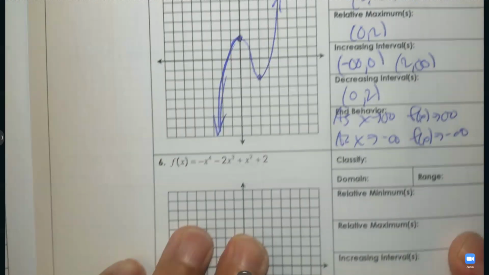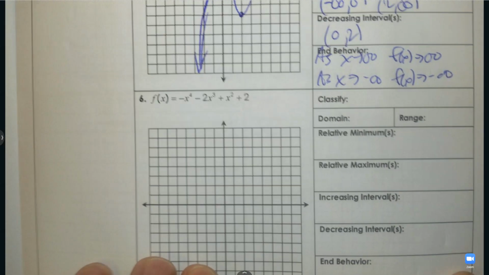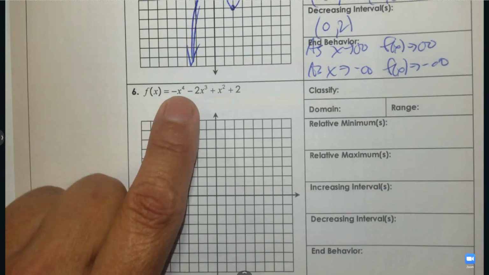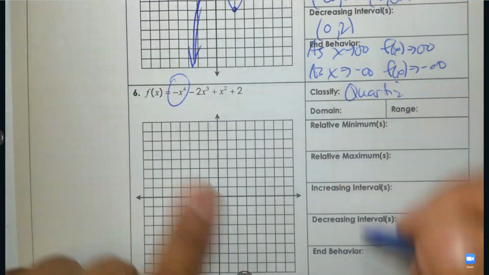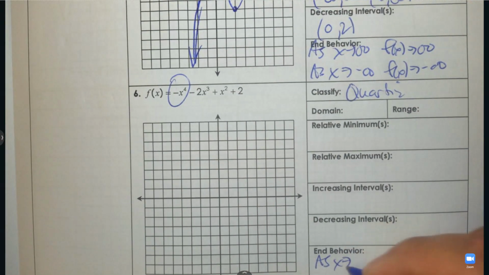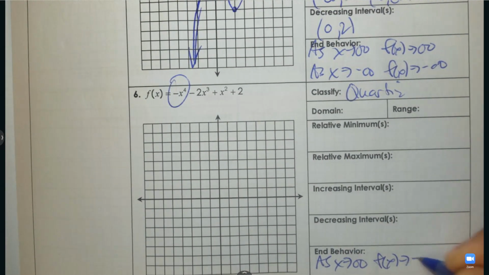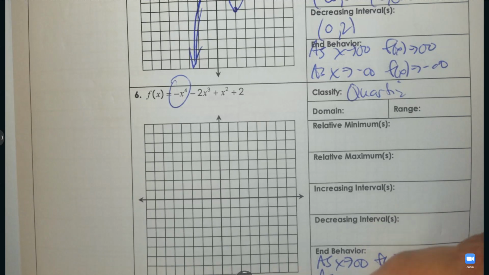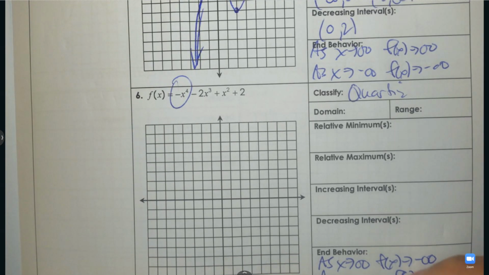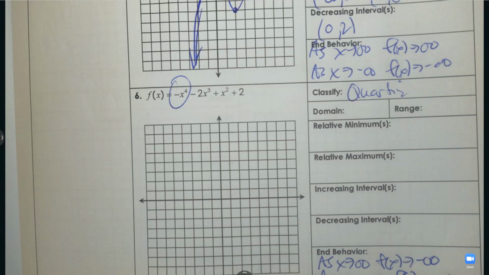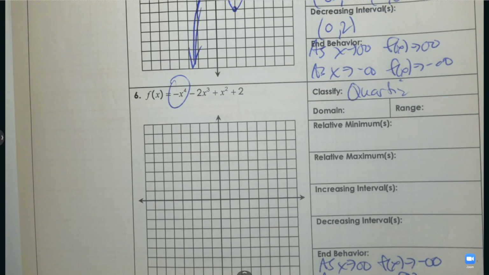All right, last one, number 6. This is classify it right away. This is called a quartic. And the end behavior, negative and even exponent, means the right end goes down, and the left end also goes down. I'm going to type this into Desmos and then I'm going to move it over.